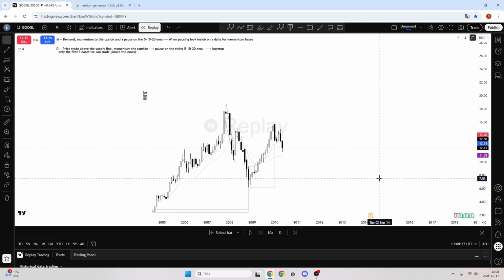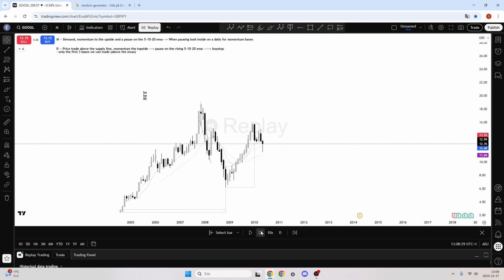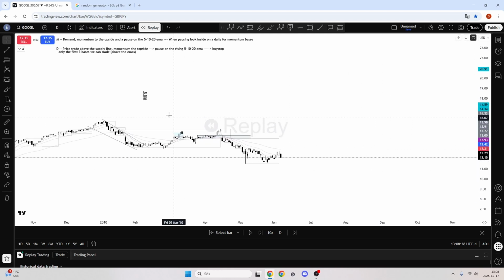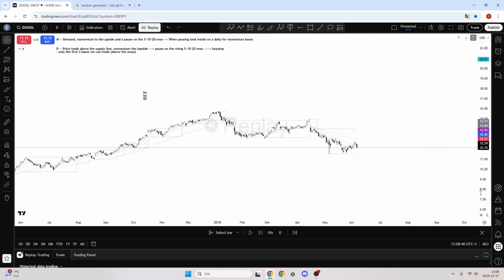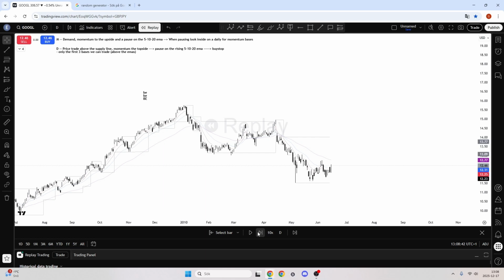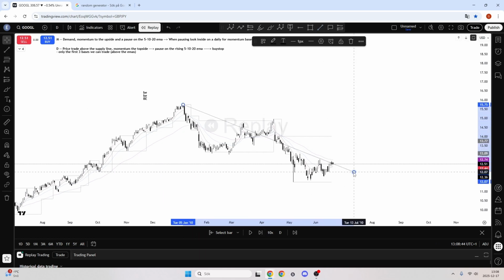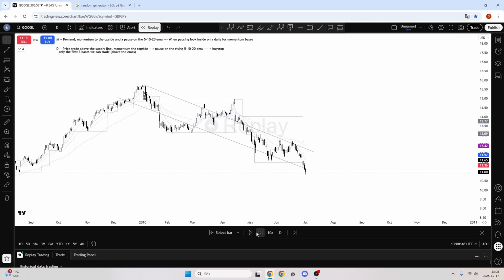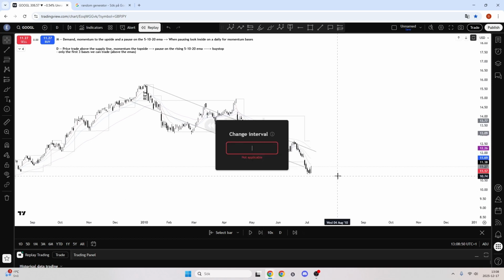Let's see the monthly chart. We are passing clearly now on the 20 EMA. Let's see this kind of close. We have our supply line. Let's draw it out just like that. Just wait for a strong push to the upside and a pause on the 5, 10 or 20.